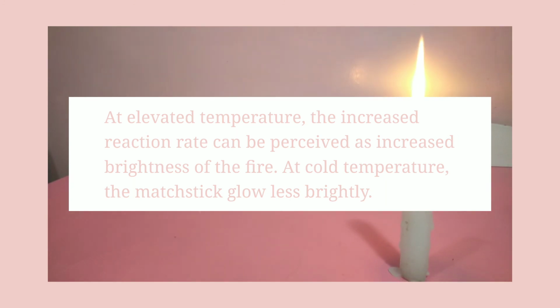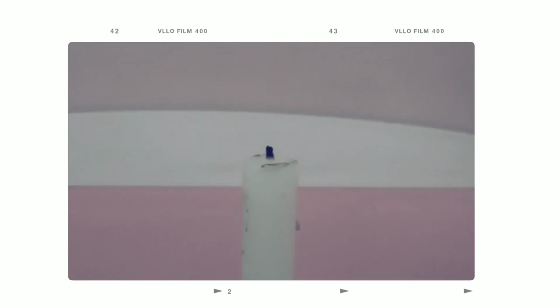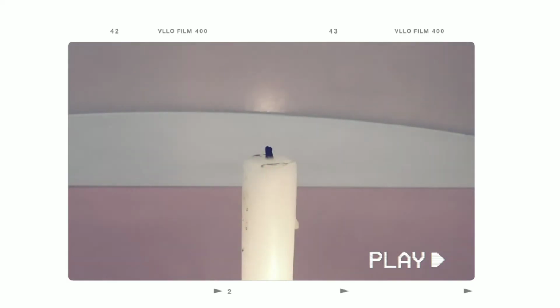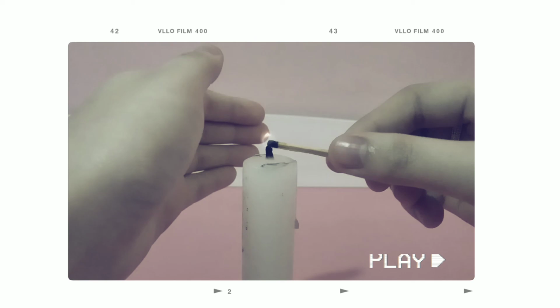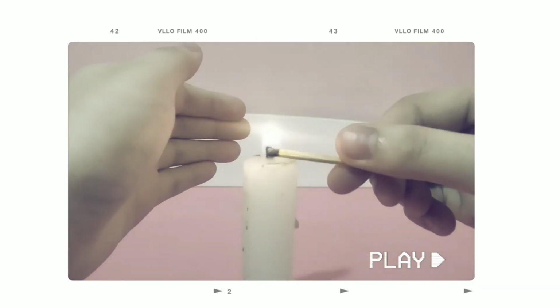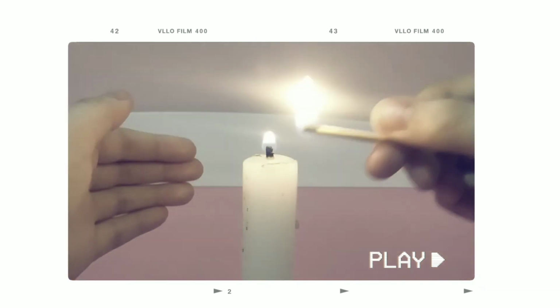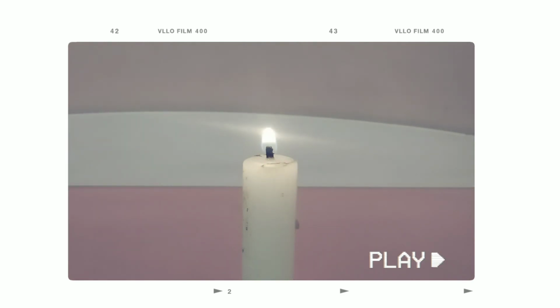At lower temperatures, there are fewer collisions and most of the collisions do not occur between reactants because they don't have sufficient energy to form products. At elevated temperature, the increased reaction rate can be perceived as increased brightness of the light being given off by the fire of the matchstick. At cold temperatures, the matchstick glows less brightly because in a given time period, fewer reactant molecules are colliding with sufficient energy to form the products.